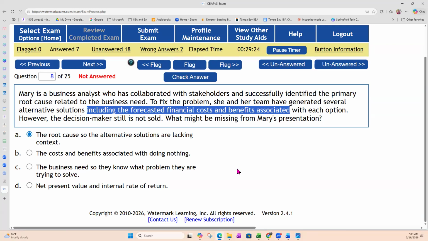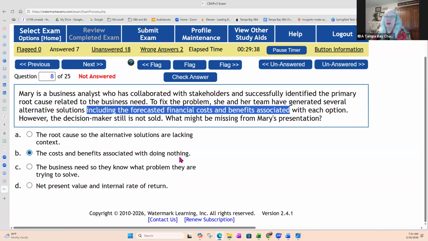including financial costs. Each option. But does it also mean that they have the costs and benefits for not doing anything? It doesn't say that at all, does it? Yeah, so that's why I'll go with that one. Okay, I've got one vote for B. Amarachi, Gabrielle, what do y'all think?